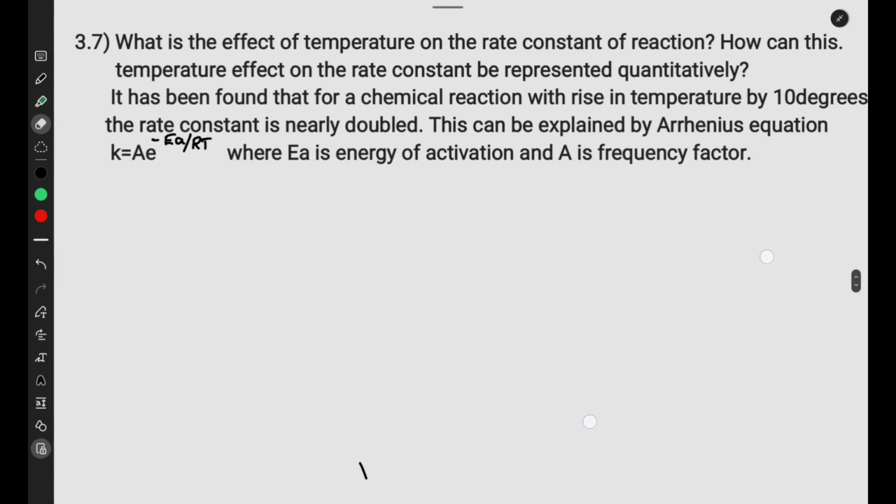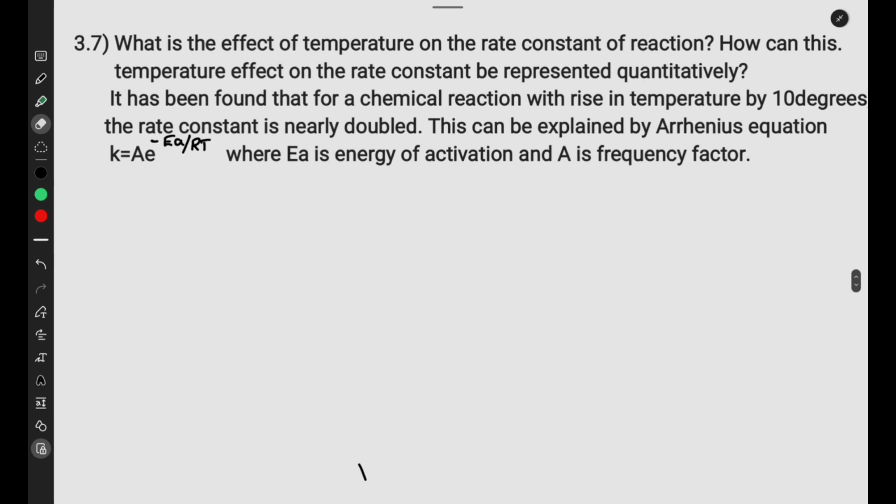It has been found that for a chemical reaction with a rise in temperature by 10 degrees, the rate constant is nearly doubled. This can be explained by the Arrhenius equation, K is equal to A e raised to minus Ea by RT, where Ea is the energy of activation and A is the frequency factor.